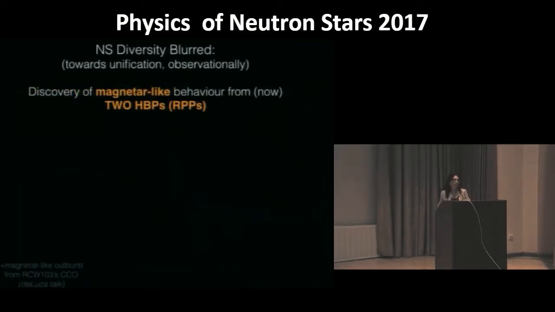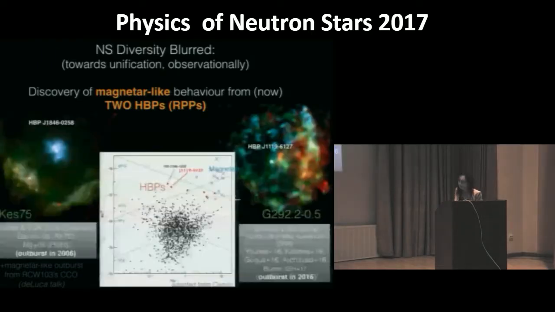So moving now to blurring this diversity from observations. I'll start with the observational evidence for this neutron star diversity being blurred. First of all, the discovery of magnetar-like behavior from two rotation powered pulsars, which happen to be high-B pulsars. These are the high-B pulsar J1846 in the very young supernova remnant Kes 75, and the high-B pulsar J1119 in the supernova remnant G292.0+0.5, slightly older. And these two pulsars happen to fall here on the P-Pdot diagram, close to the magnetars in terms of their magnetic fields.